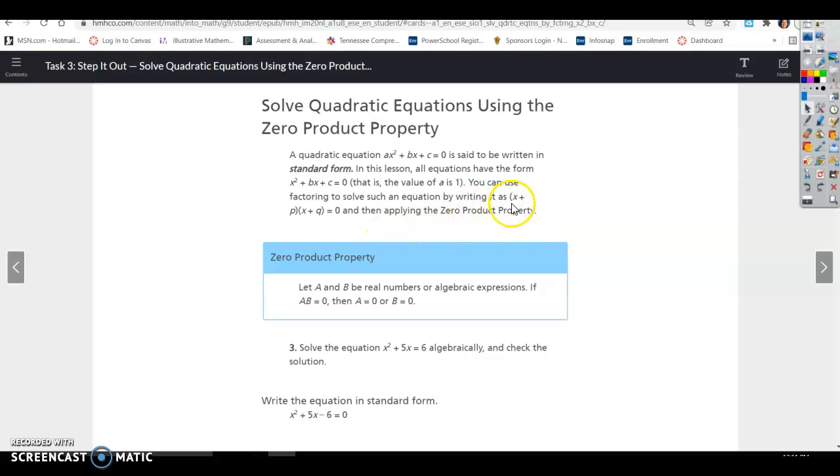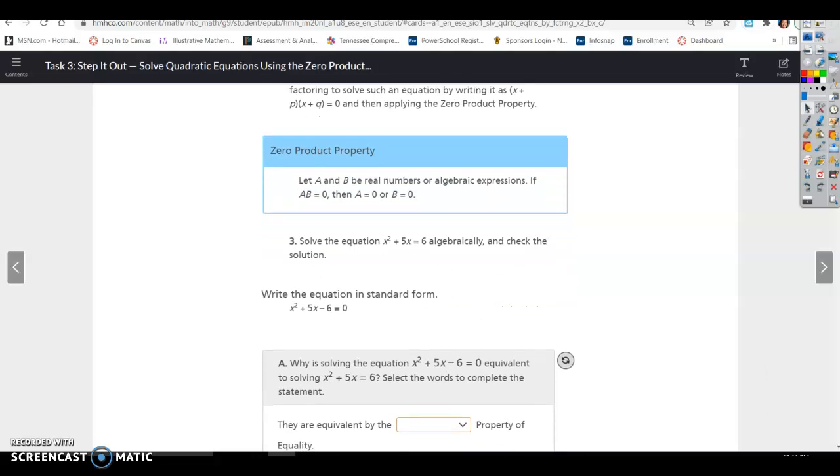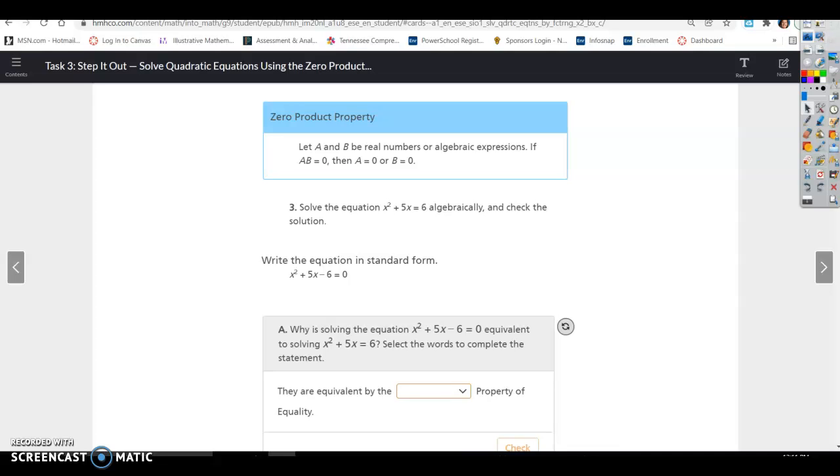So remember in the last two tasks, we learned to factor using x plus p times x plus q as a method. So we're going to use that again to solve equations. All right, so here's what the zero product property says. It says let a and b be real numbers or algebraic expressions. If a times b equals 0, then a equals 0 or b equals 0. Solve the equation x squared plus 5x equals 6 algebraically and check the solution.